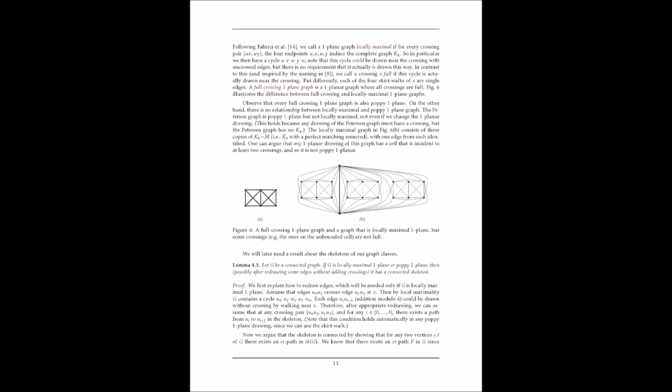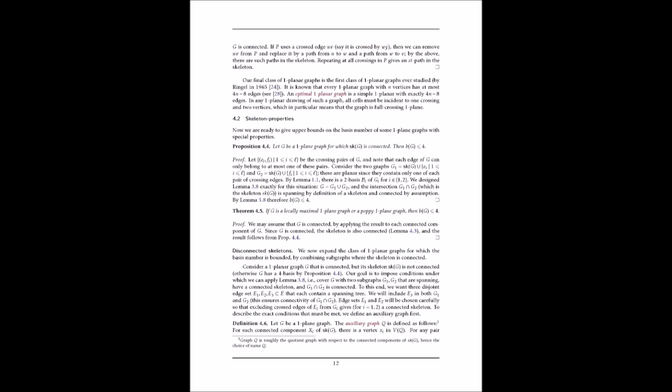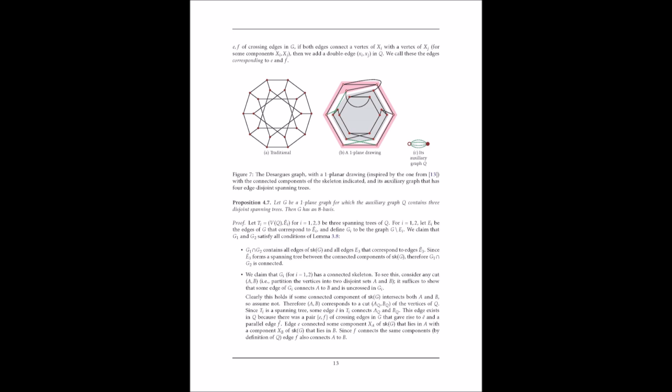Now here's a fascinating finding. One-planar graphs with connected skeletons have a basis number of at most 4. Okay, hold on. How does having a connected skeleton limit the basis number? It all comes down to being able to break the graph into smaller, more manageable pieces. Okay. Remember how one-planar graphs allow for one crossing per edge?